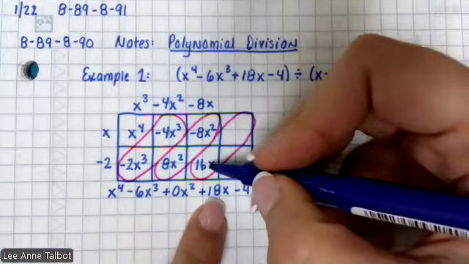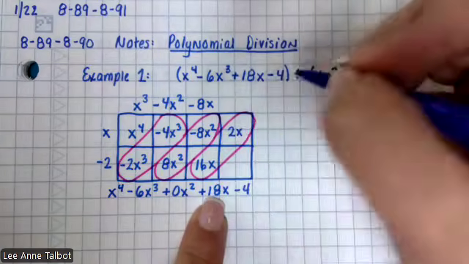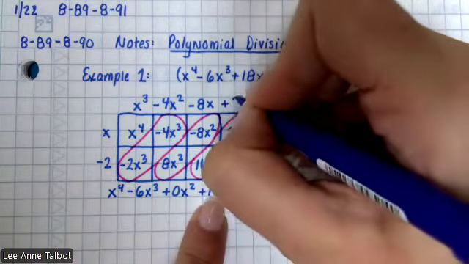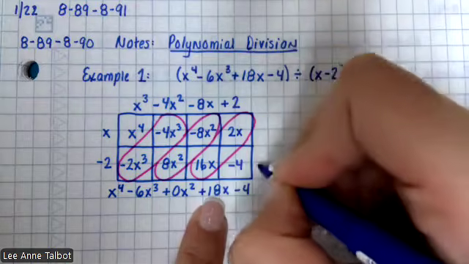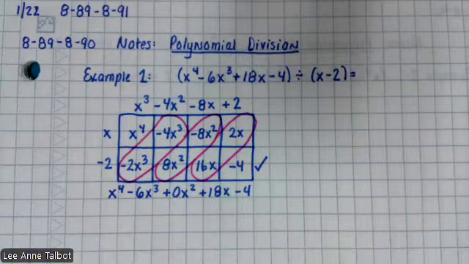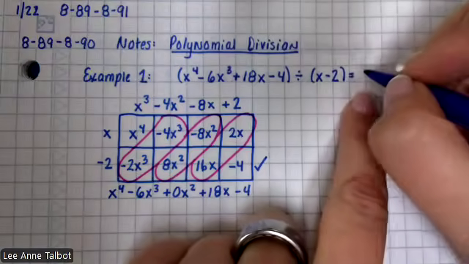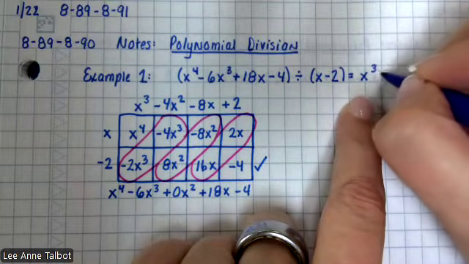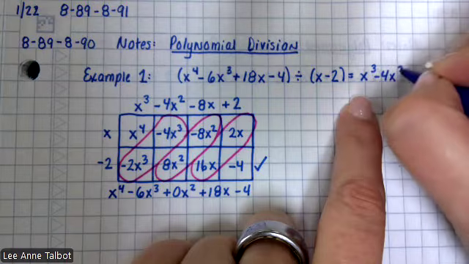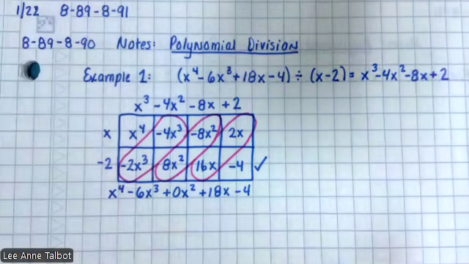Okay, I have 16x. I need 18x. Yay. Ta-da! Okay, so the answer for this problem is x cubed minus 4x squared minus 8x plus 2.